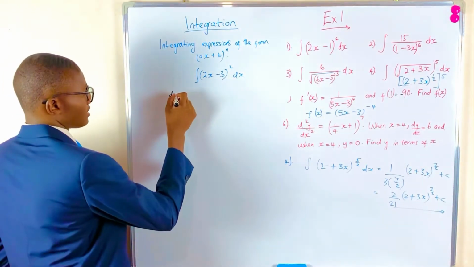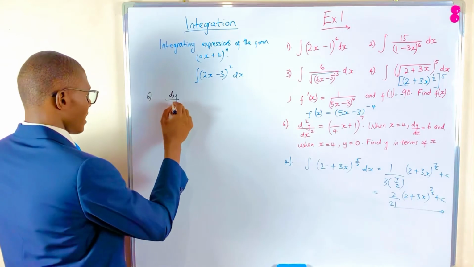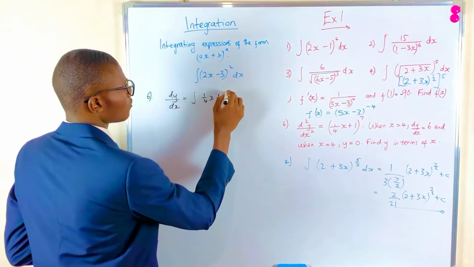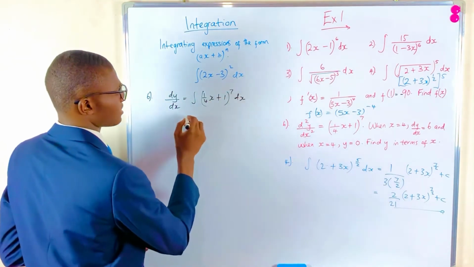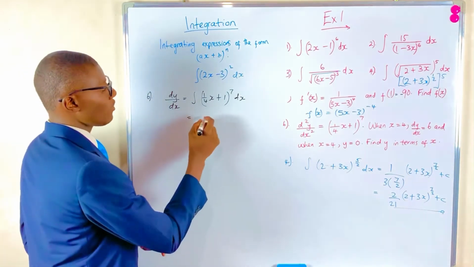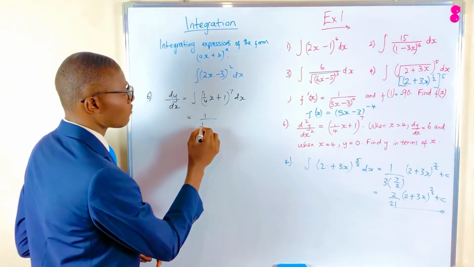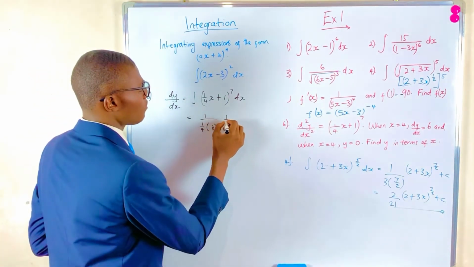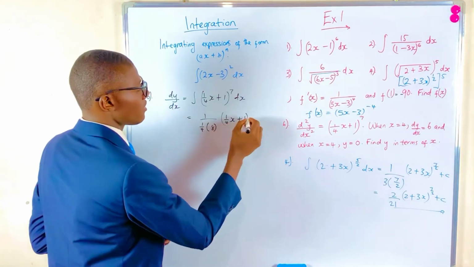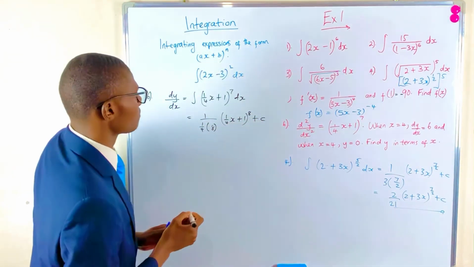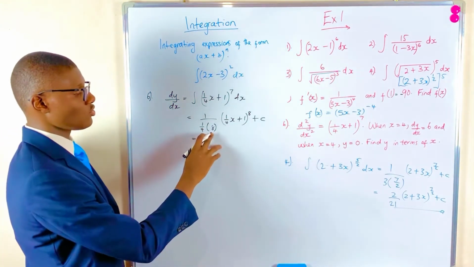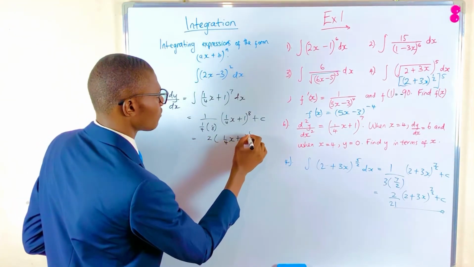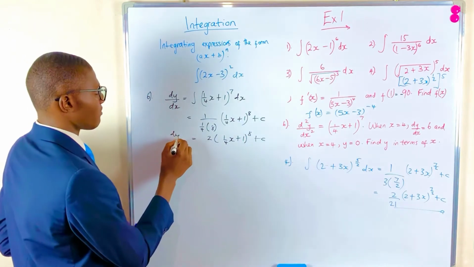So dy by dx, this is for number 6, is equal to the integral of 1 over (4x plus 1) raised to the power of 7 with respect to x. Then we are saying that 1 over the derivative of what's inside the brackets, that's 1 over 4, times n plus 1. 7 plus 1, we get an 8. Then times 1 over (4x plus 1) raised to the power of 8 plus c, being the constant of integration. Then this will give us 2 times 1 over (4x plus 1) raised to the power of 8 plus c. This is our dy by dx.